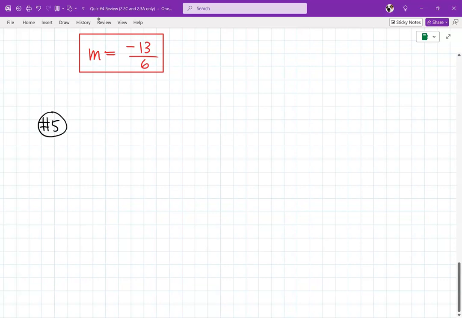So example number 5 says, or the last 2 problems on your quiz will say, find the x and y intercepts and then sketch the graph. So find the x and y intercepts and sketch the graph.